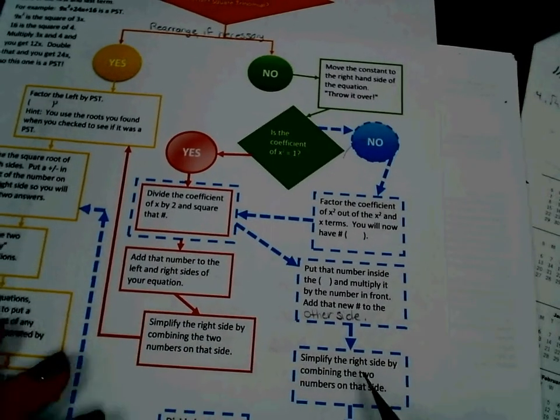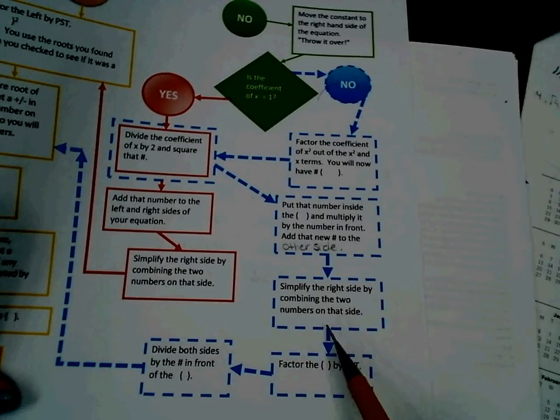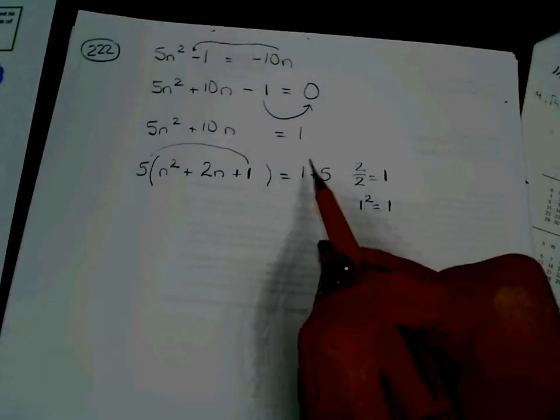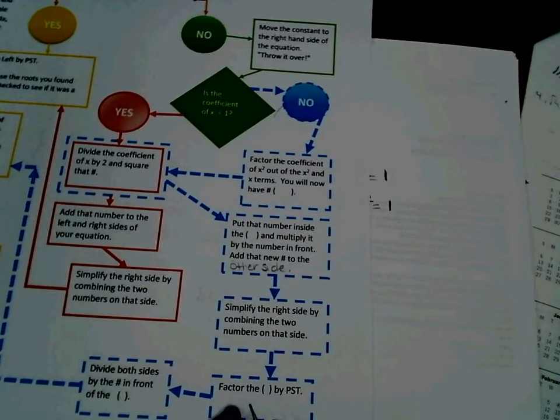Okay. Now I follow the blue down. The next step says simplify the right side by combining the two numbers. This is the right side. 1 plus 5 equals 6. Now, I follow down. It says factor the parentheses by PST.